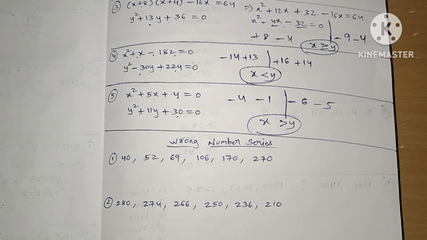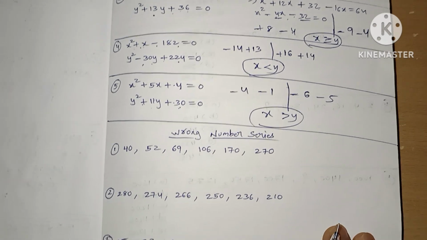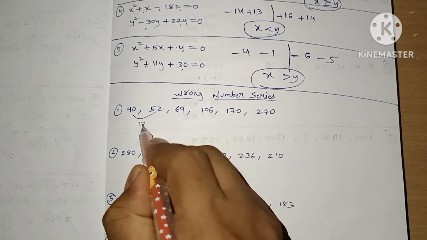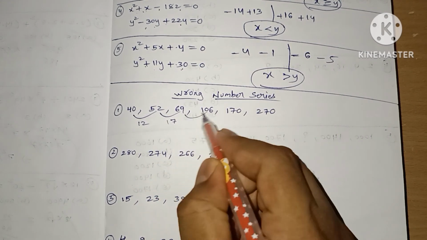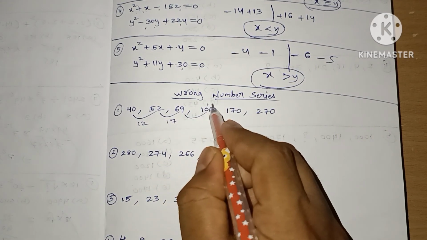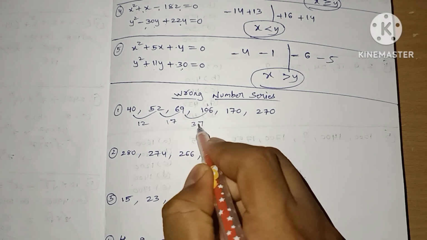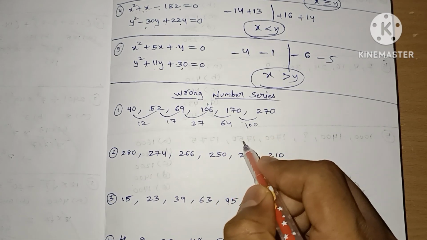Okay, now it's time for the wrong number series. First question, let's see the difference between these two. We have a difference of 12. Here the difference is 17. Here the difference is 31 plus 6, which will be 37. Here the difference is 64 and here the difference is 100.